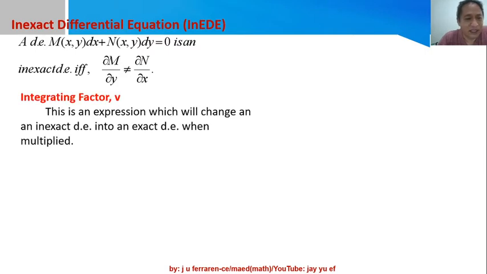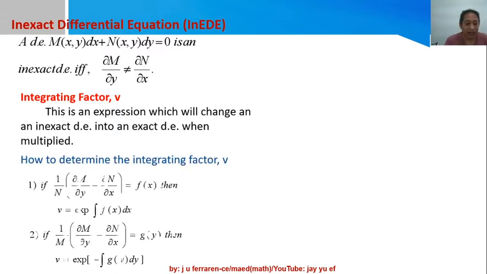Now, how to get this integrating factor? First case: the integrating factor can be obtained by taking the difference of these two partial derivatives. You subtract them, and the result is divided by N, the coefficient of dy. If you are able to produce a function that is purely x, then the IF, which we denote with v, is equal to, so this is the formula, an exponential of the integral of the purely x function. So you integrate that with respect to x. Now, this is your IF.